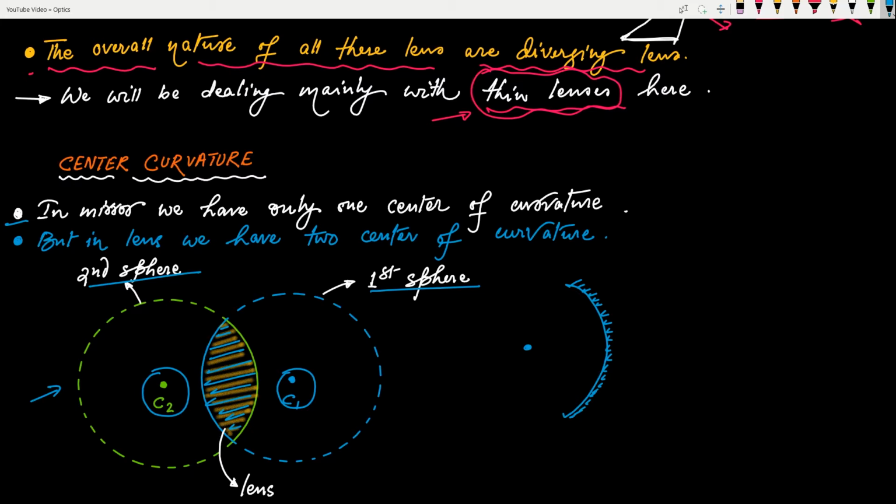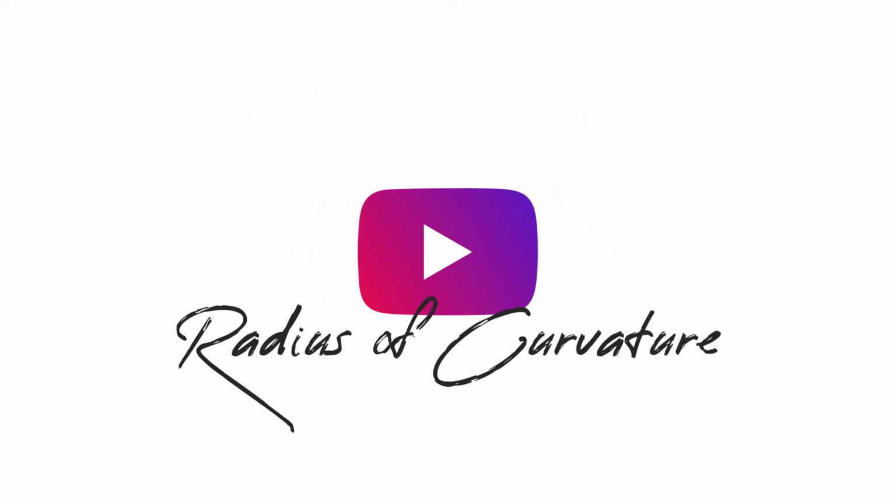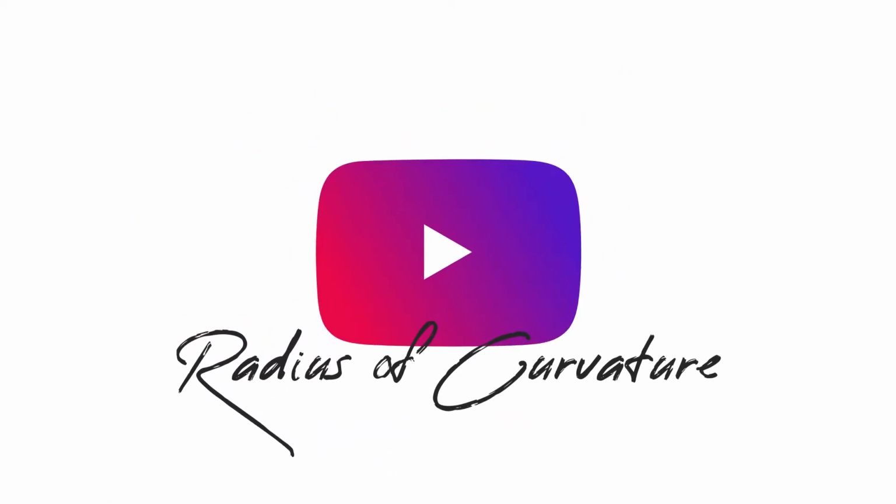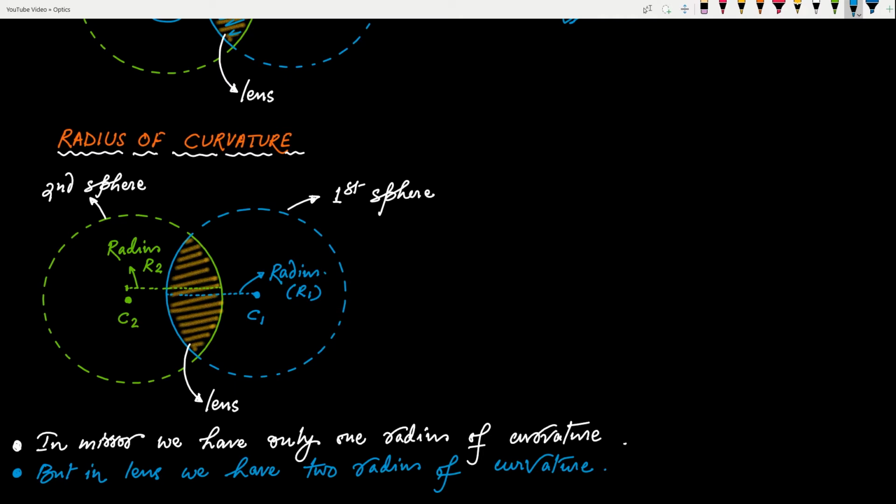Now let's move on to our next term, that is radius of curvature. So what is radius of curvature? It's very simple. As you have seen, this is the center of curvature. Okay, let me pick another color. This is the center of curvature for the second sphere, and this is the center of curvature for the first sphere, basically the center of the sphere, as you have seen earlier. Now what is radius of curvature? It is similar to what we have learnt in mirror, that is, it is the radius of the sphere that creates the lens.